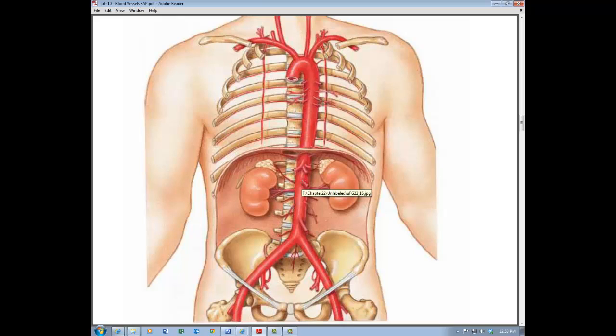What comes off of that, near the superior mesenteric artery, are the 2 vessels that supply blood to the kidneys, and those are the renal arteries. So each of these vessels here are the renal arteries, here and here.